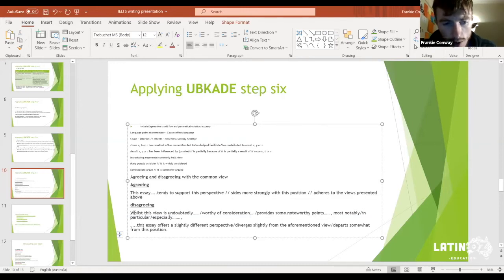Then to disagree, you could say, whilst this view is undoubtedly valid or undoubtedly credible, or whilst this view is worthy of consideration, or whilst this view provides some noteworthy points, and then you could give an example, most notably or in particular. Then, guys, you slightly disagree. So you might say this essay offers a slightly different perspective, diverges slightly from the aforementioned view, or it departs somewhat from this position. So just some ideas, guys, for how to structure when you agree and disagree.